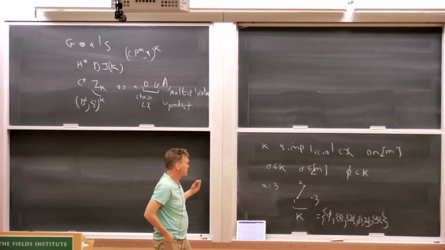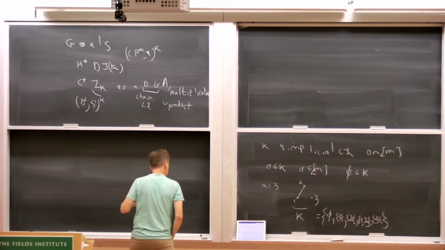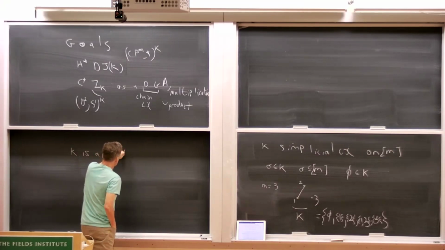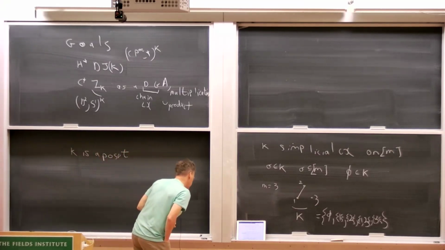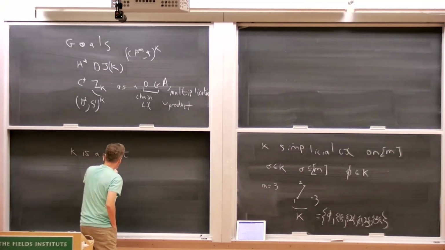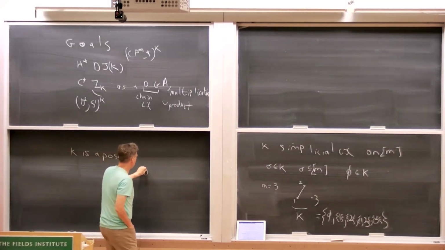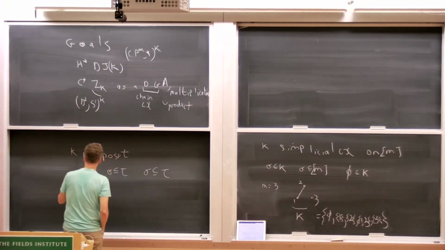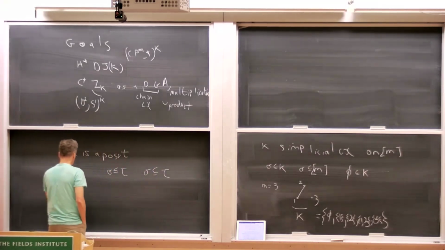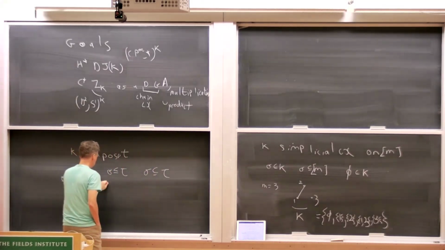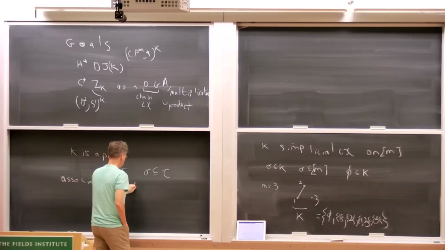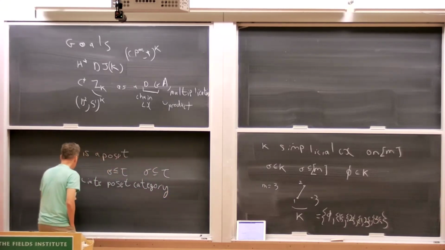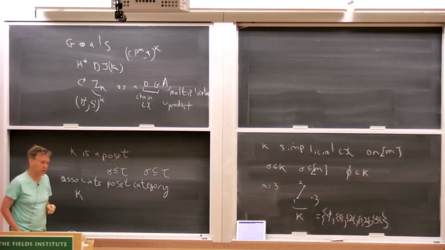So now we want to kind of consider this. We want to take colimits and so on. So we can consider K as a poset, a partially ordered set. So we have sigma considered less than or equal to tau, in the standard way, if sigma is a subset of tau, and then we can associate to that a poset category. And that poset category I will also denote as K, just to abuse the notation more.